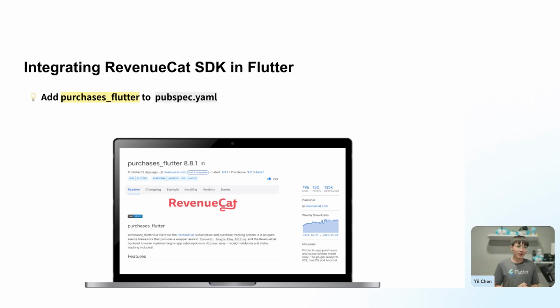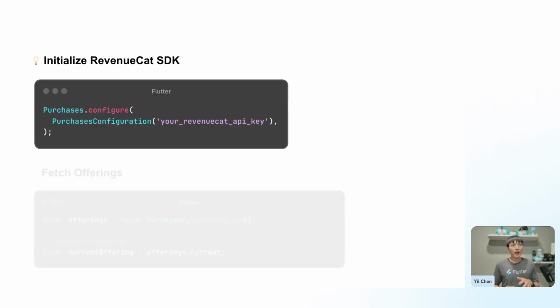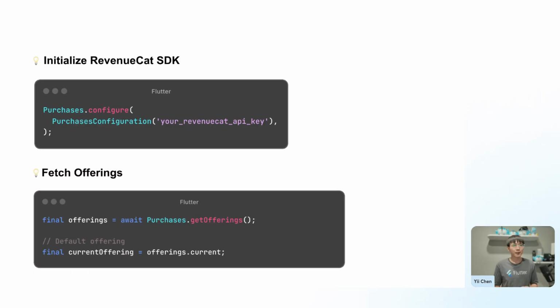For the Flutter part, now we move into implementation, which is actually a pretty lightweight process. The first step is to add the official Flutter SDK called purchases_flutter into your pubspec.yaml file. After adding the SDK, the next step is initialization. You just need to provide your API key, depending on your environment. It's a straightforward setup, no complex configuration needed.